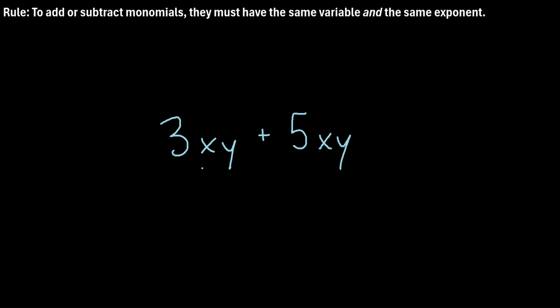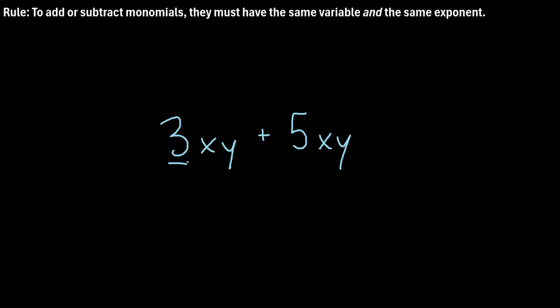Let's try another one. Let's say we have 3xy plus 5xy. Can we add these two monomials together? Well, remember, we're just going to ignore these numbers out front for right now, and let's focus on the variables. So this monomial has an x and a y. This monomial also has an x and a y. And we can see that both the x's and the y's are all raised to the power of 1. So they have the same variables and the same exponents, so we are allowed to add them together.